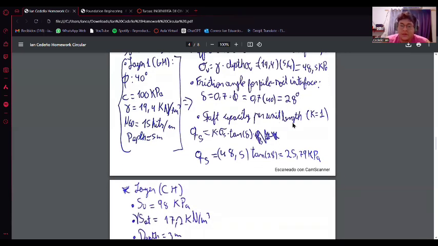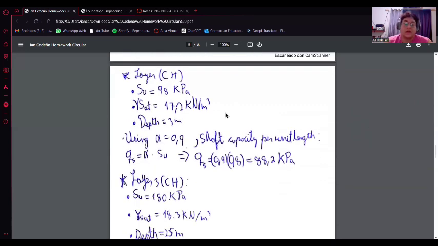For the shaft capacity per unit length, we assume K is equal to 1. QS is equal to the formula that we talked about before. QS is equal to 48.5 times 28 degrees. This is equal to 25.779 kilopascal. Okay, for the next layer, we're going to use these details using alpha is 0.9.